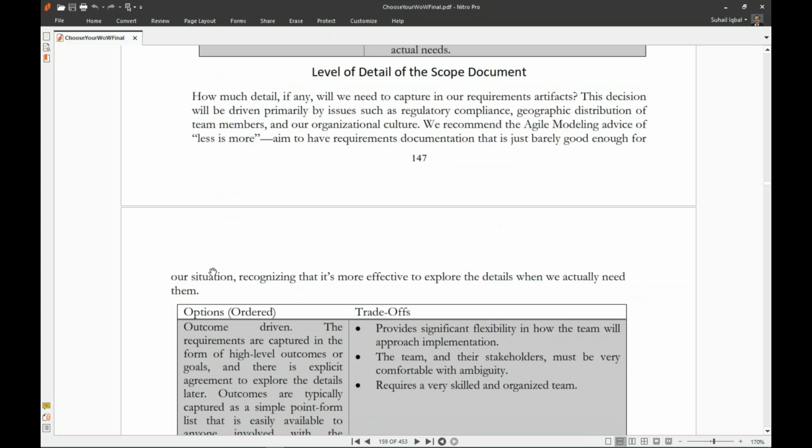Next is level of detail of the scope statement. How much detail, if any, will we need to capture in our requirements artifacts? The decision will be driven primarily by issues such as regulatory compliance, geographic distribution of team members, and our organizational culture. We need the Agile Manifesto advice of less or more, or less and more.